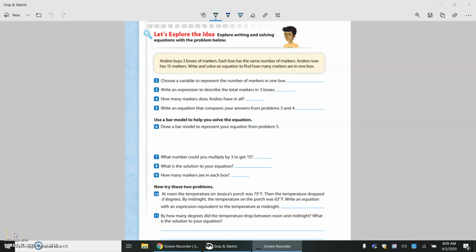Alright y'all, this is day 2 of lesson 18, solving equations. So now we're actually going to be looking at how to solve them, not just what does it mean to solve them like we did yesterday.